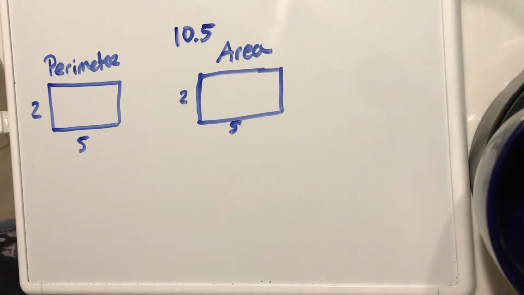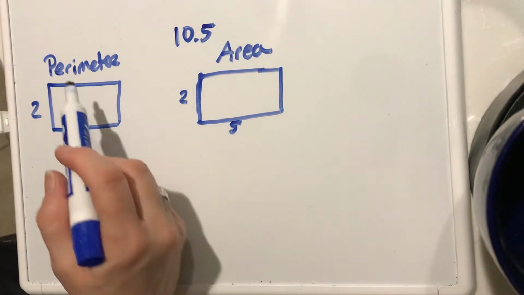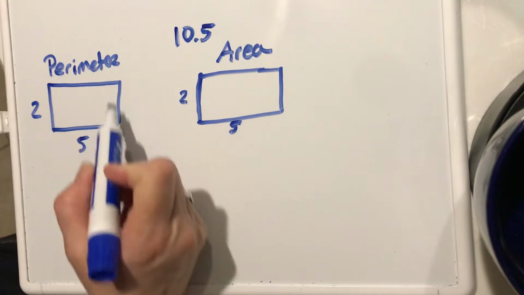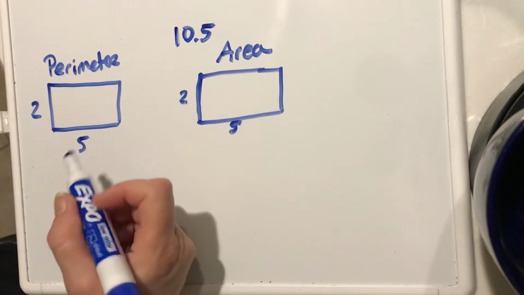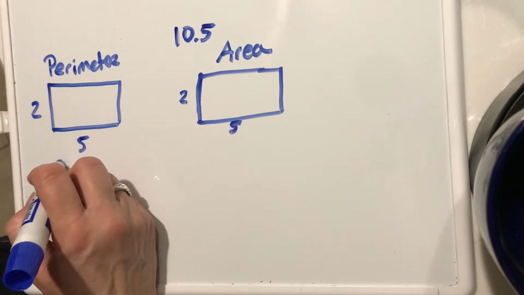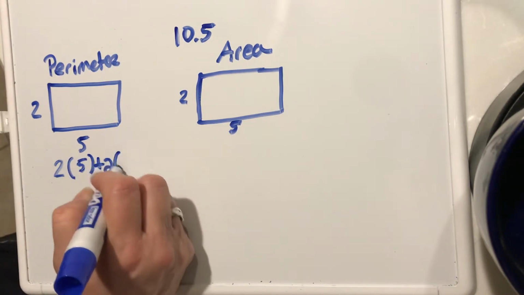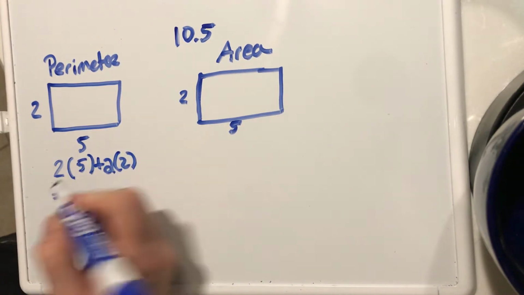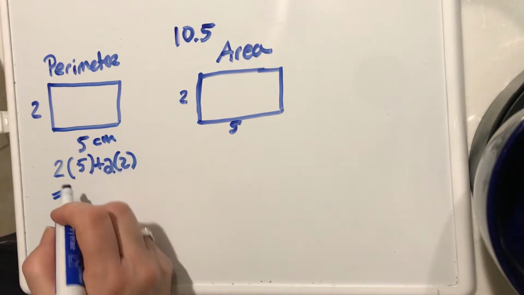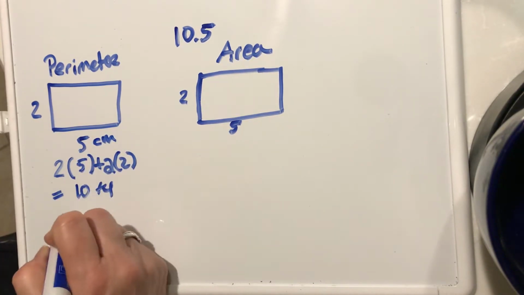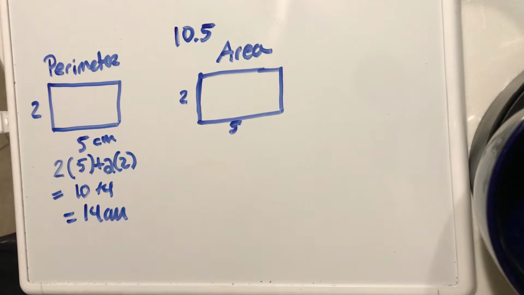Hi, this is 10.5. Recall we learned perimeter, which is the measure of the outside. In this case, the perimeter is 2 times the length, which is 5, plus 2 times the width, which is 2. And if I made these centimeters, then we have 10 plus 4, which equals 14 centimeters.